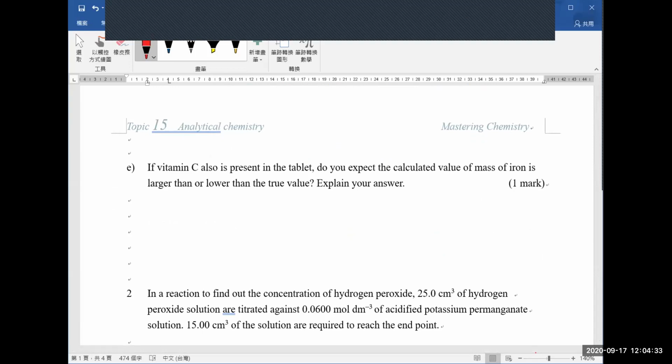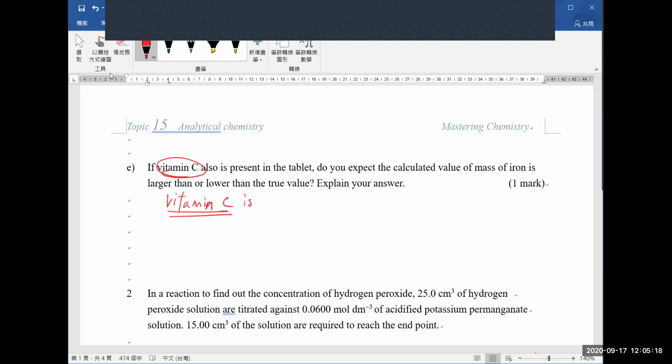1E is more challenging. If vitamin C is also present in the tablet, do you expect the calculated value of mass of iron is larger than or lower than the true value? Explain your answer. Vitamin C. So which means that vitamin C is also involved in the calculation, is it? If that is so, why? Overestimated, as vitamin C also can be oxidized. Can be oxidized. So why?